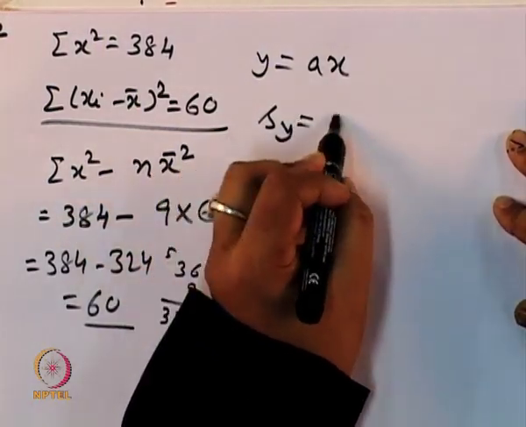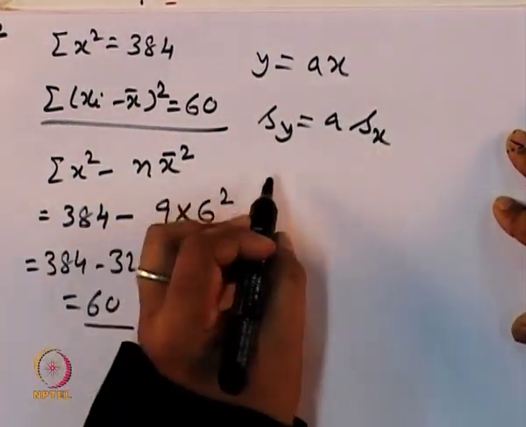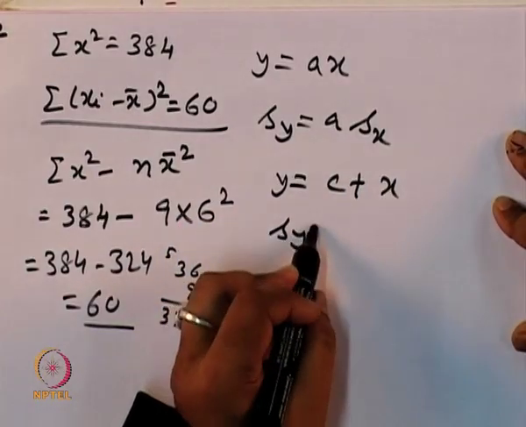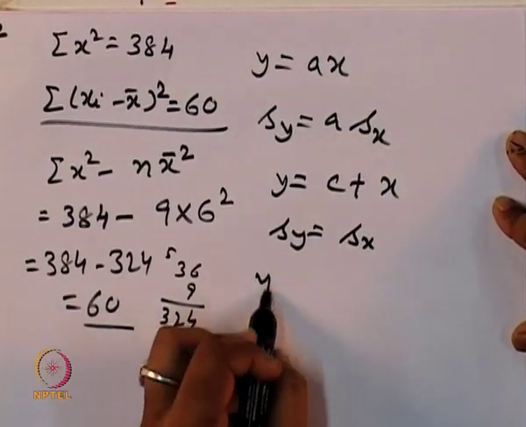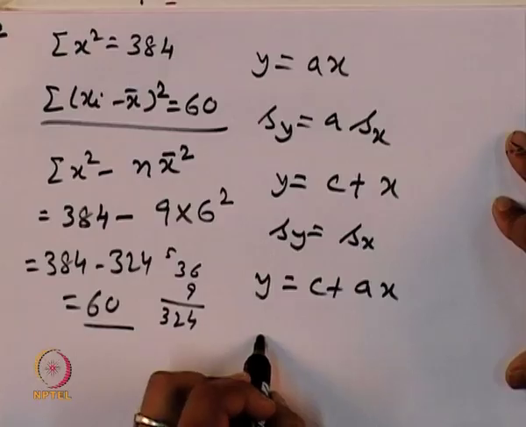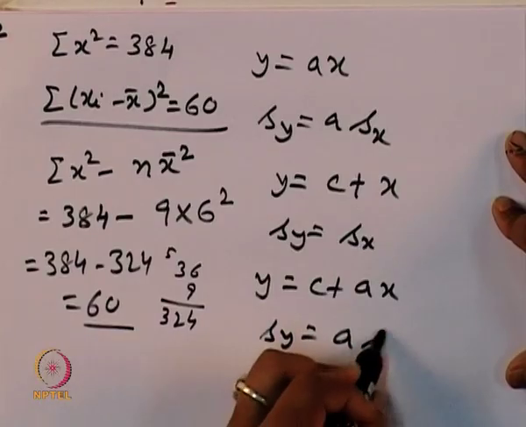So, if you have y is equal to a x, then s_y will simply be a times s_x. If you have y is equal to c plus x, s_y is simply equal to s_x, and in the general case when y is equal to c plus a x, s_y will still be equal to a s_x.